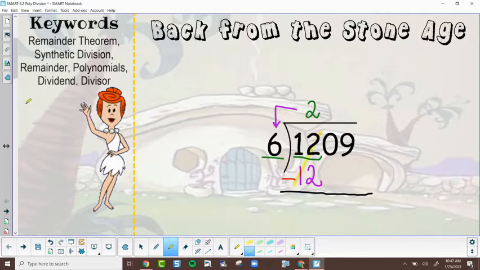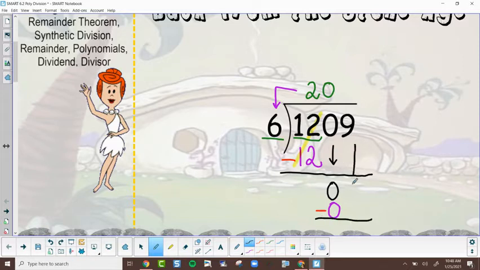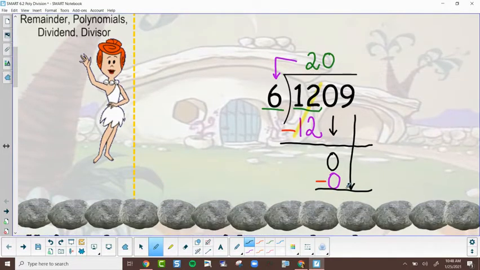So these would cancel out, and we would drop the next digit or the next term. I like to say term because that's going to help us coming up. And we would have a 0. And we repeated our process. 6 goes into 0 0 times, multiply back down, and subtract. So you can kind of see I'm trying to keep these steps a little bit organized for us. And then I would drop the final digit, because 0 minus 0 is still 0, and I would have a 9, and repeat the process.